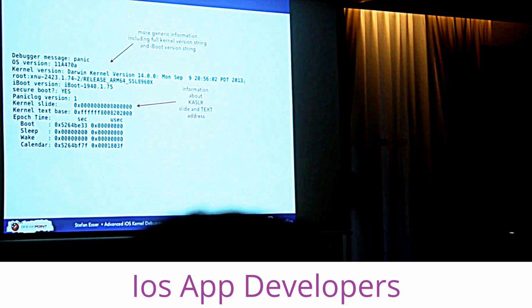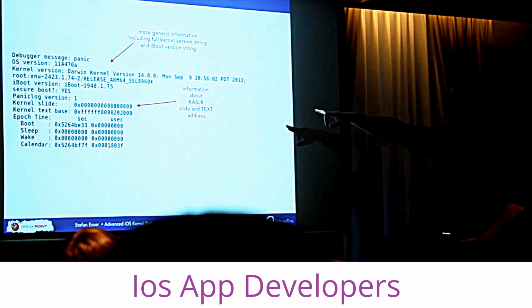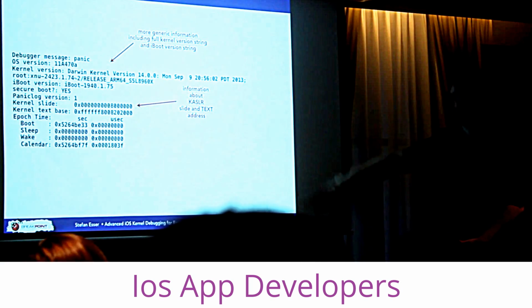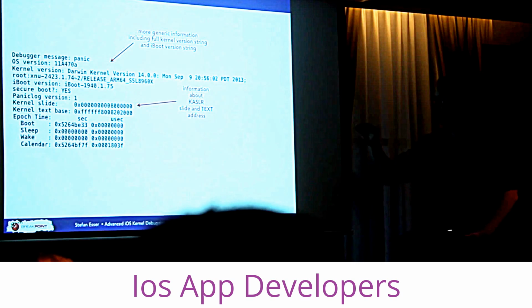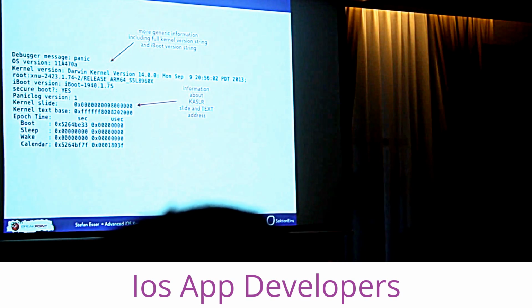You see the version of the boot ROM here, and, important, you see the slide for the kernel address space layout randomization. The first one is the actual slide value, and the second one is the actual load address of the kernel.